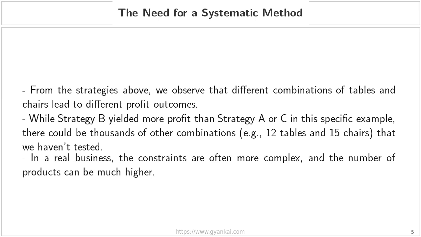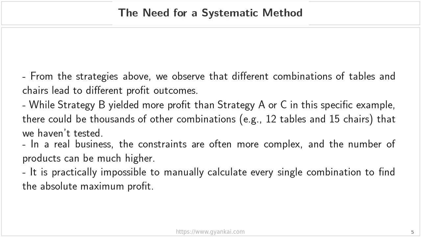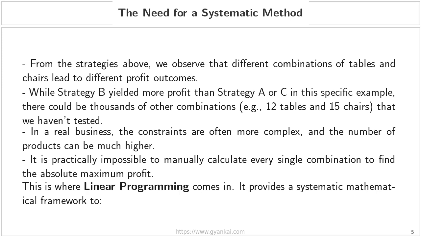In a real-world business environment, the situation is rarely this simple. Constraints are often much more complex, and instead of just two products, a company might be managing hundreds of different items simultaneously. Because of this, it is practically impossible to sit down and manually calculate every single possible combination to find the absolute maximum profit. This is exactly why we need a more powerful tool.